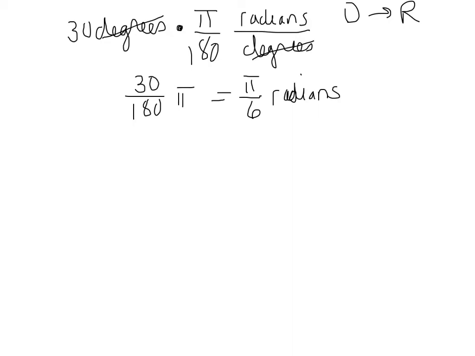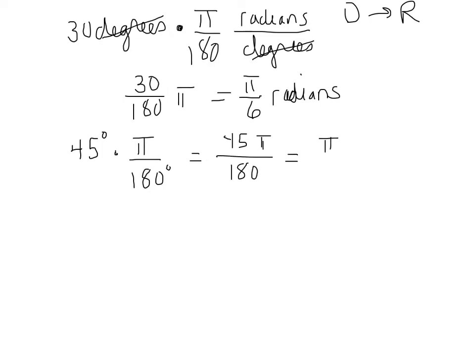Let's try another one. Let's try 45 degrees. I'm going to multiply that by pi over 180 because I want the degrees to cancel. And so I will have 45 pi divided by 180. And when I reduce that, that's going to reduce down to pi over 4, and that would be in radians. Okay, so that's going from degrees to radians.